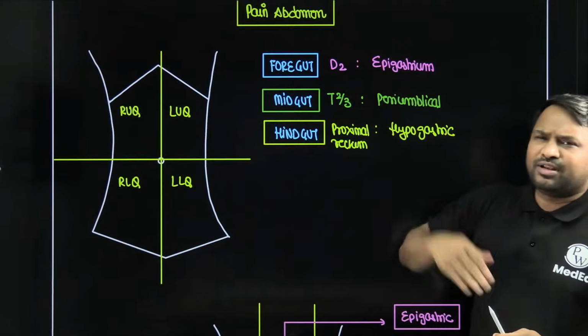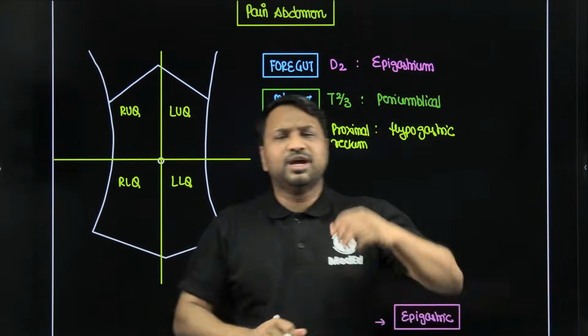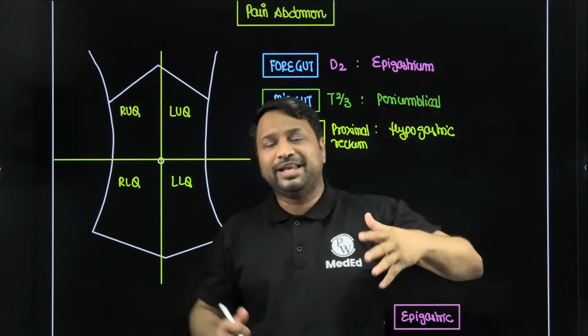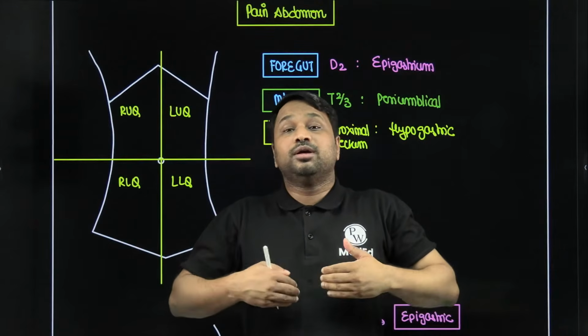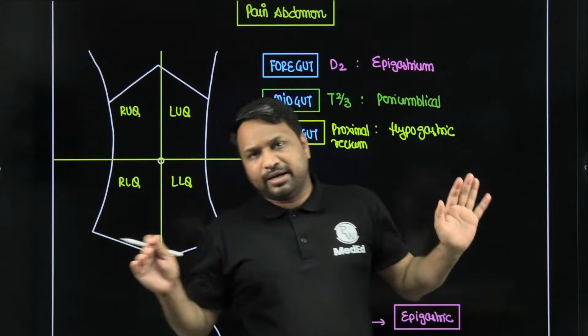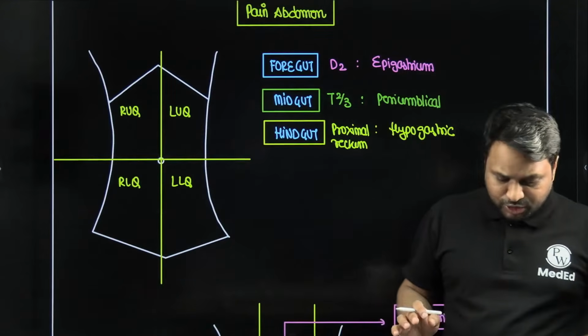All your foregut derivatives will have referred pain to the epigastrium. What are your foregut derivatives? You're going to have the esophagus, your stomach, your liver, your biliary system, your pancreas, your spleen. All that will have referred pain to your epigastric region. All your midgut derivatives will be periumbilical. All your hindgut derivatives are going to be hypogastric.